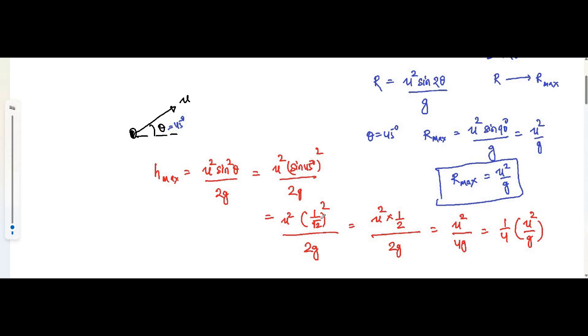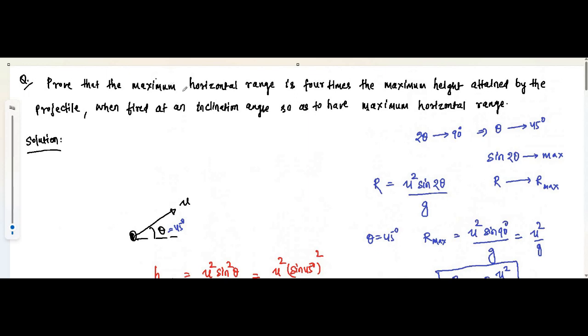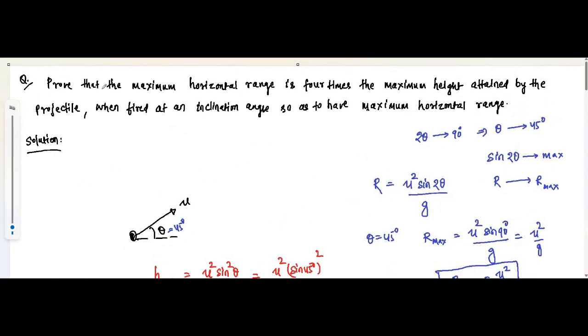So H max is equal to 1 by 4 into u square by g. What is u square by g? R max. So H max is equal to 1 by 4 R max, the maximum horizontal range. That implies R max, the maximum horizontal range, is equal to 4 times the maximum height, which was asked to prove in the question, that the maximum horizontal range is 4 times the maximum height attained by the projectile when fired at an inclination angle so as to have maximum horizontal range.